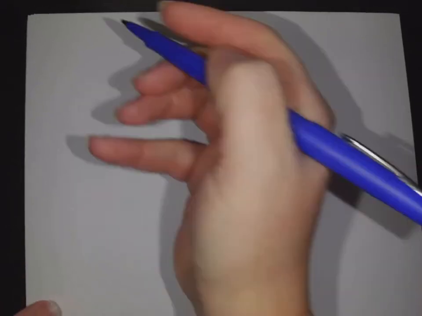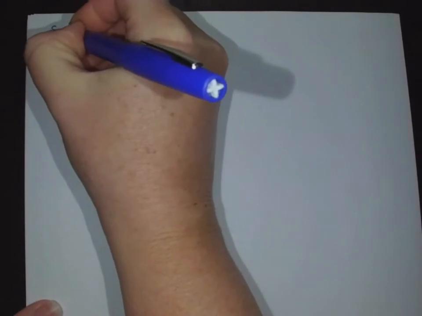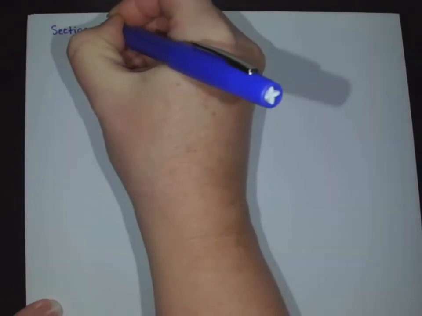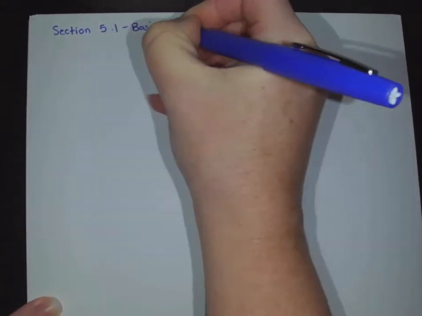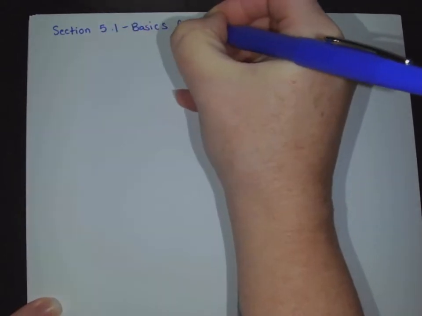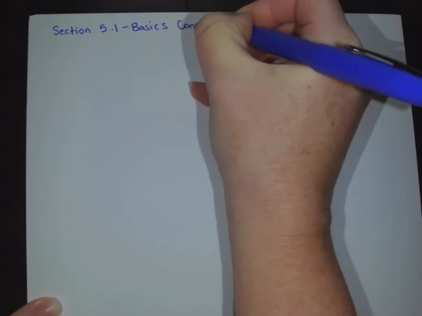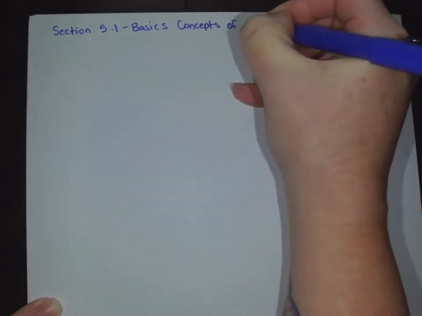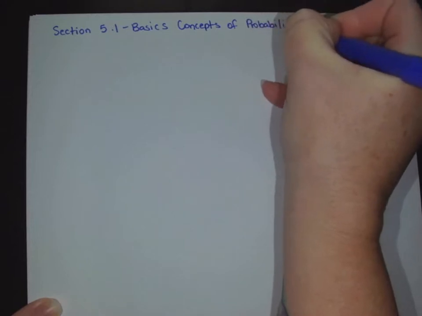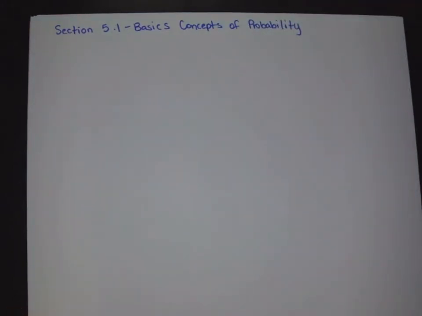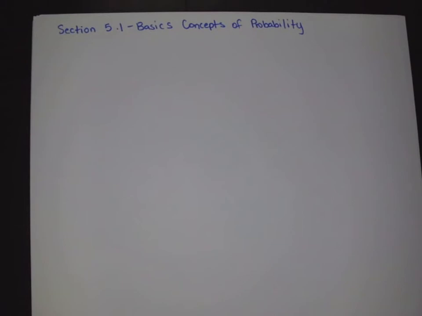All right, so today we're going to start talking about probability. And so we're going to be in chapter 5. The good part about learning this virtually is that you can pause the video if you need to catch up or take a break, or if you just want to think about a problem. So we're going to look at some of the basic concepts of probability today.